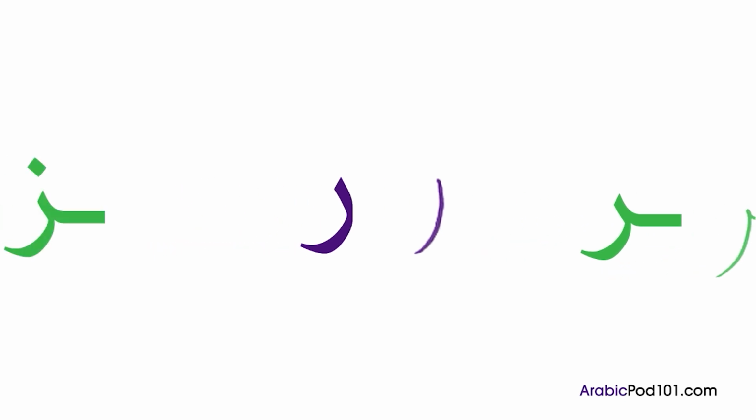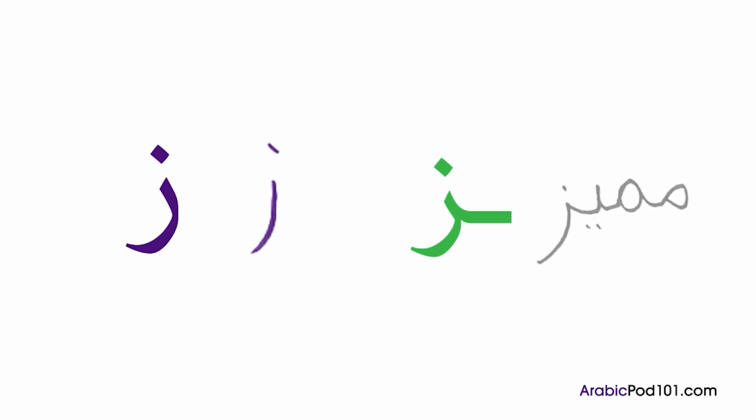Then there's zain: isolated, initial, medial, final. And that's the end of our review for the first 5 lessons. Did you remember most of them? Keep practicing and you'll get better in no time. Now we'll continue with some Arabic writing rules.